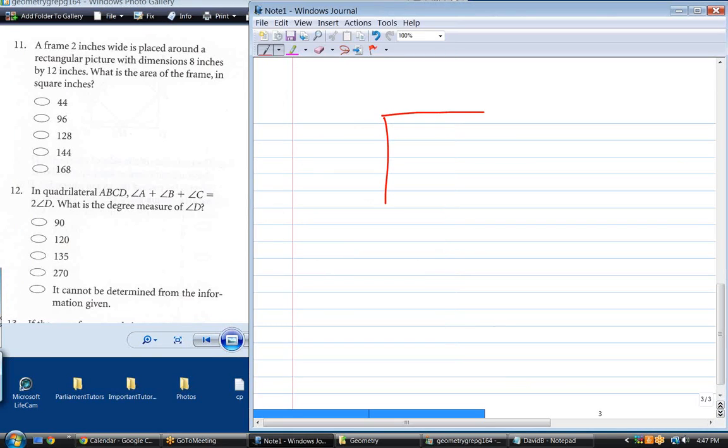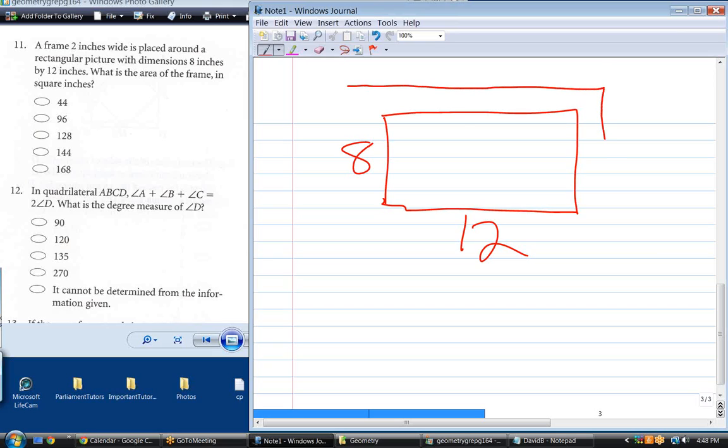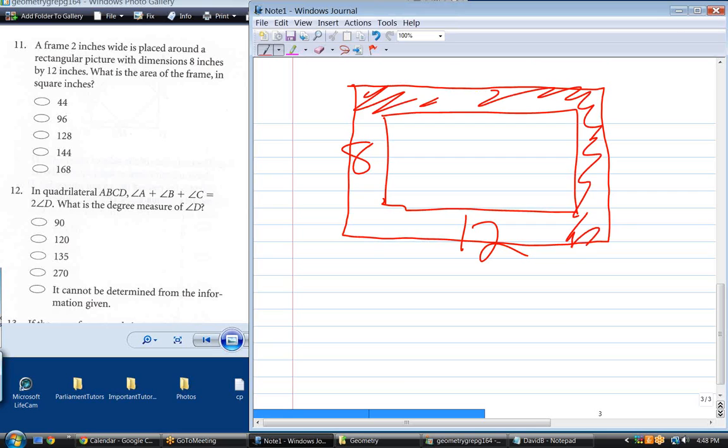So we have a rectangular picture. It's 8 by 12. And they want to put a frame on it, surrounding it by 2 inches. So what's the area of the shaded region? Oh, you would just add 4 to both sides, wouldn't you? And then multiply? You would add 4 to both sides and multiply? Okay, what do you get when you do that?